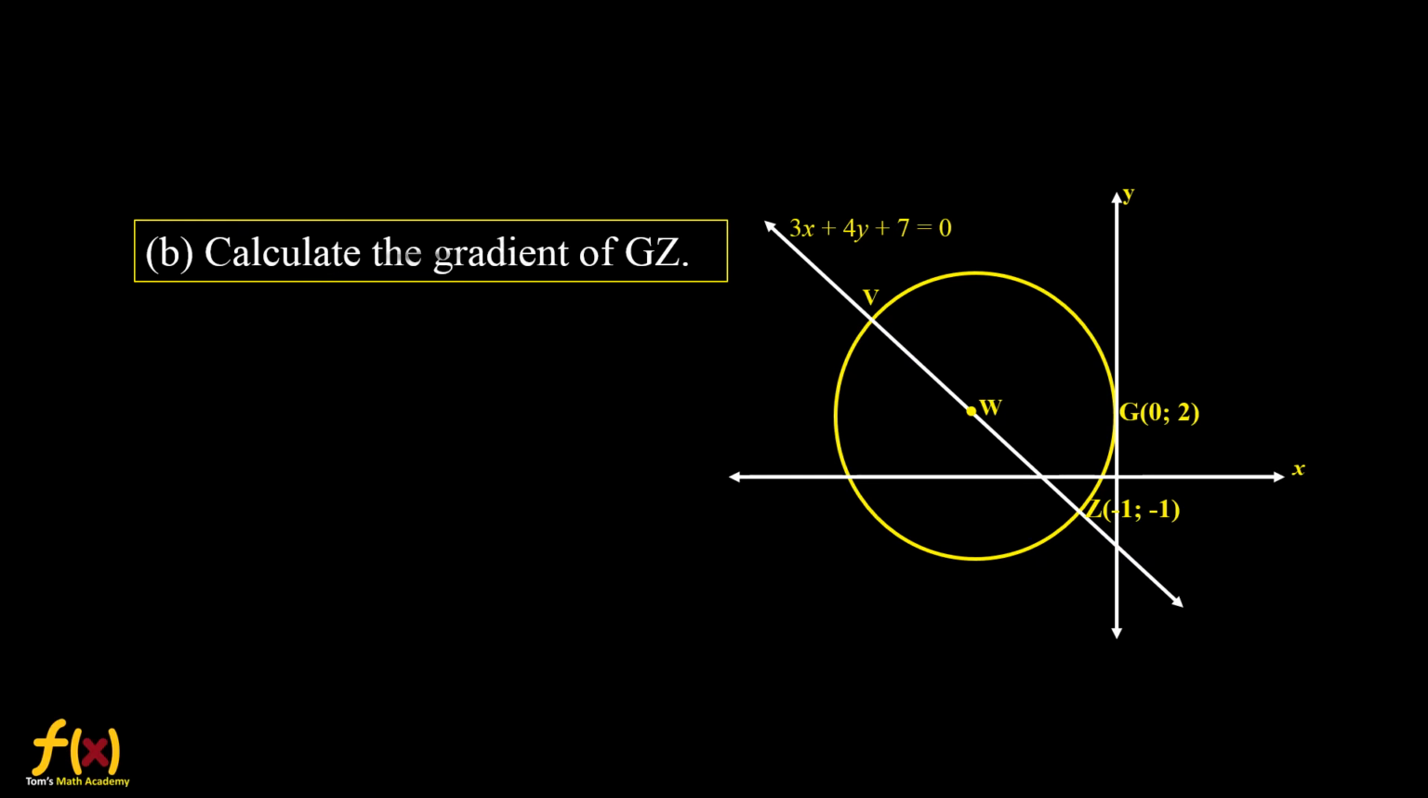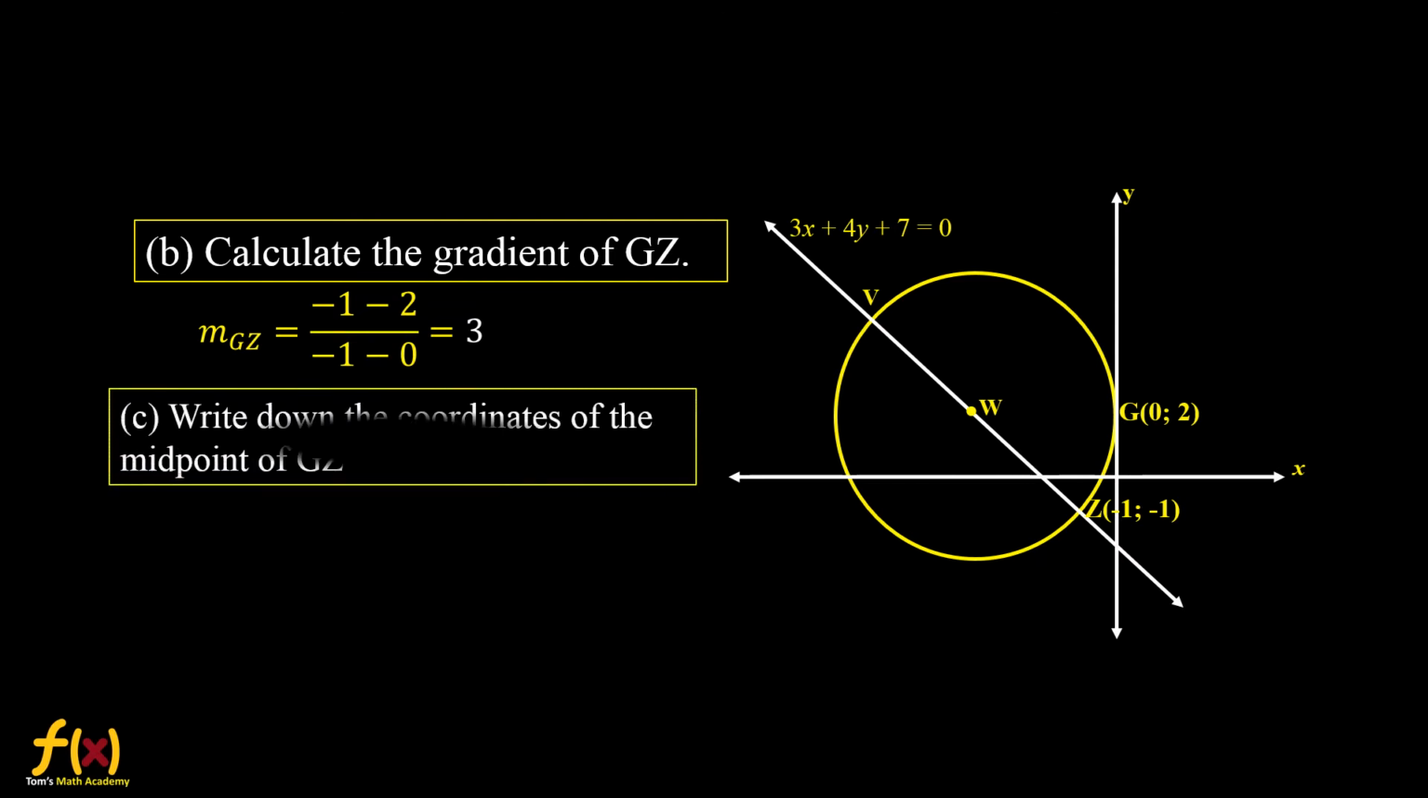Question B. Calculate the gradient of GZ. Nothing new. We have G, we have Z. We use the formula for the gradient and we substitute and simplify. You can use the calculator and get the answer. mGZ is 3. Question C. Write down the coordinates of the midpoint of GZ. Another simple question: midpoint formula from the formula sheet. Substitute and simplify. The midpoint is (-1, ½).